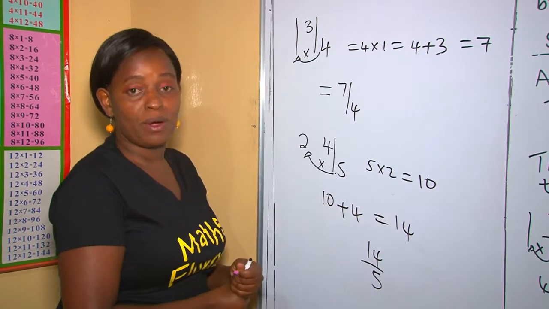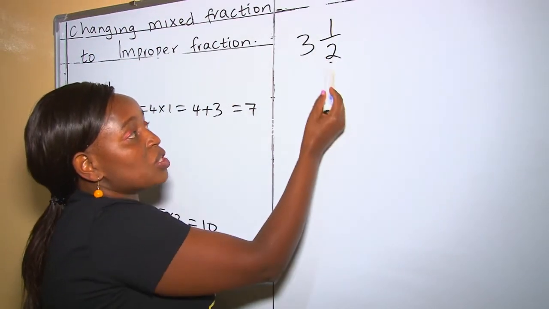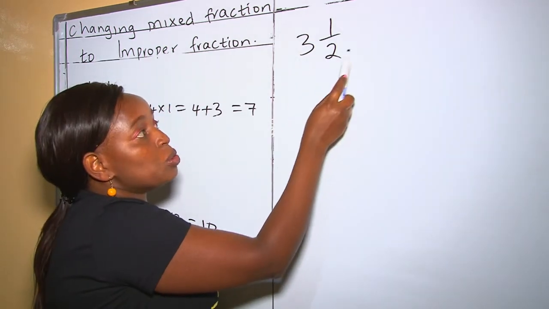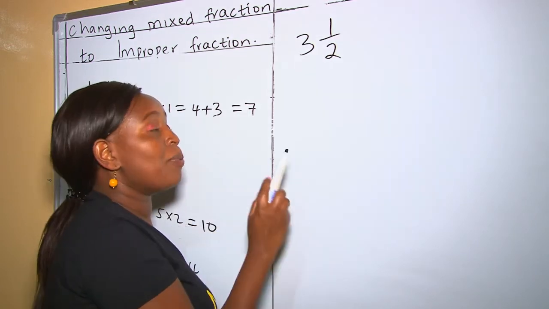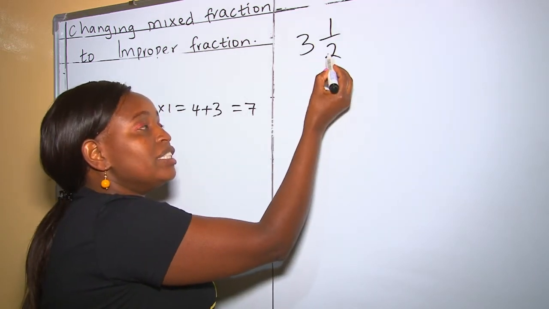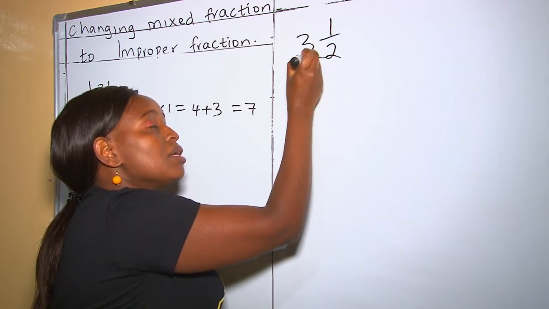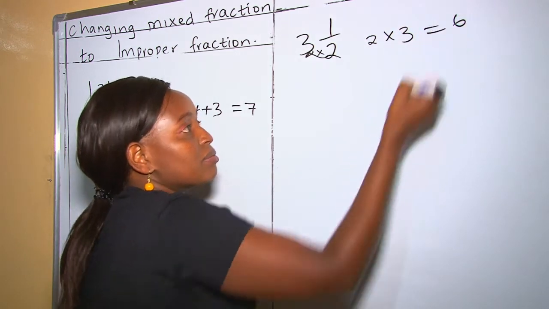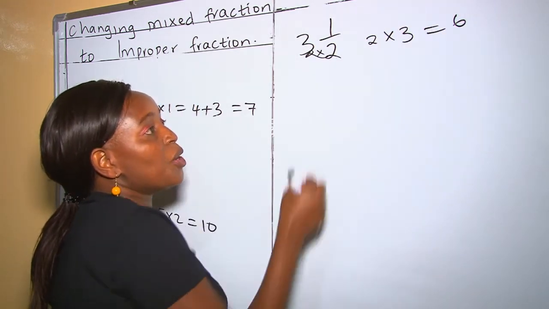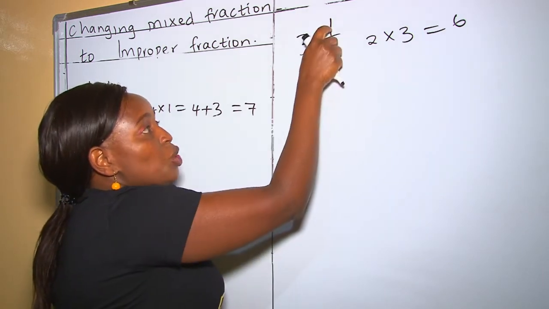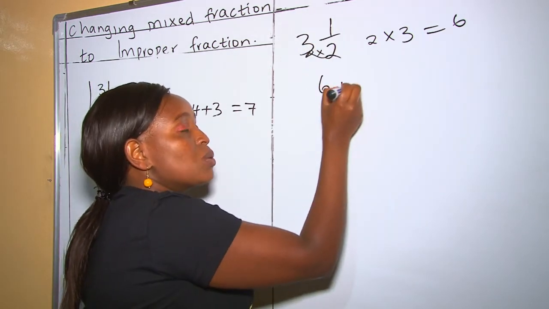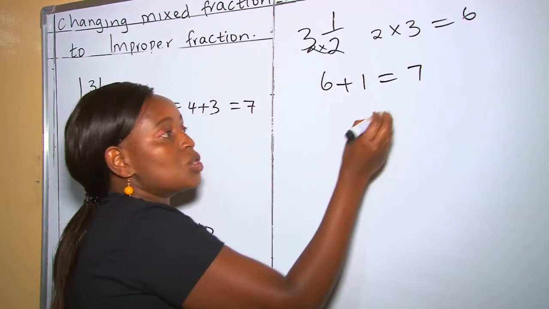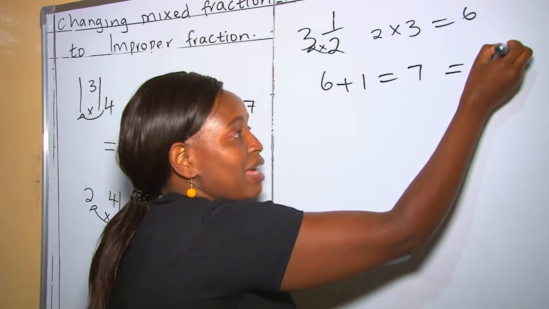Let's get another example. Our whole number is 3 and the fraction is a half. Therefore, this one is a mixed fraction. To convert mixed fraction to improper fraction, there are 3 steps. Step 1 says you multiply the denominator by the whole number. Therefore, 2 multiplied by 3 is 6. After getting your answer, you add your answer to the numerator. Therefore, 6 plus 1 is 7. The third step is that 2 remains. So when we're writing our answer, 2 shall remain. So 7 over 2.